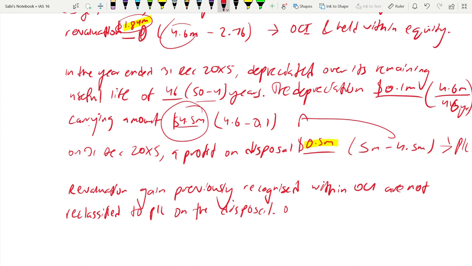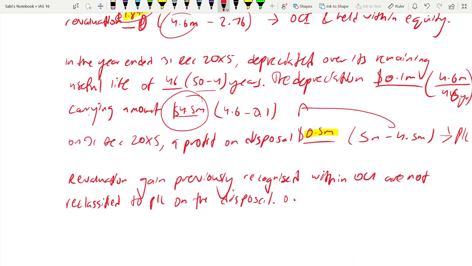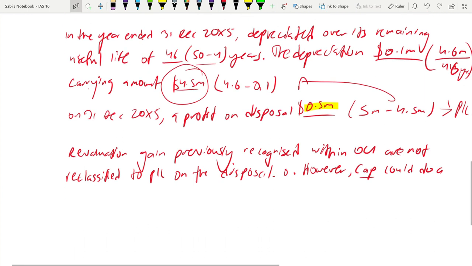However, CAP. But you can do a transfer, isn't it? However, CAP. Why? Because the name of the company is CAP. You have to always mention the name of the company. However, CAP could do a transfer within equity.